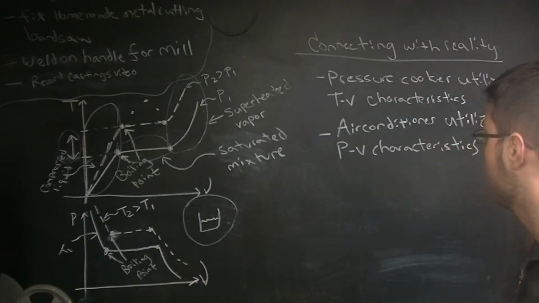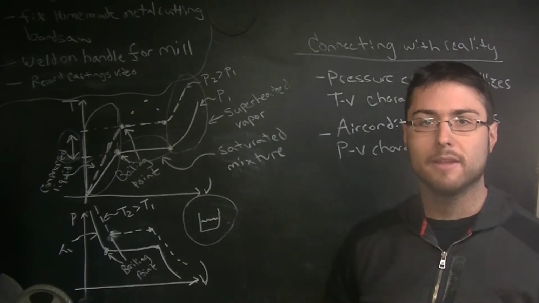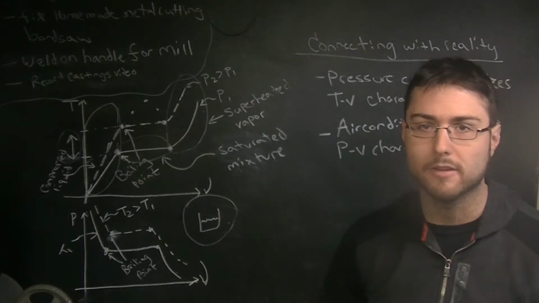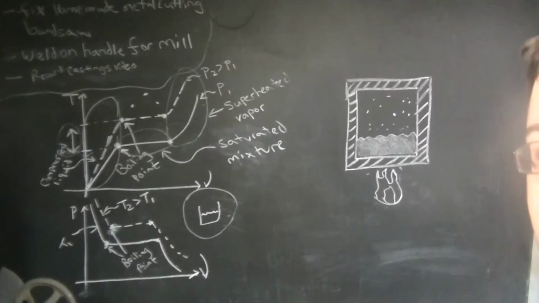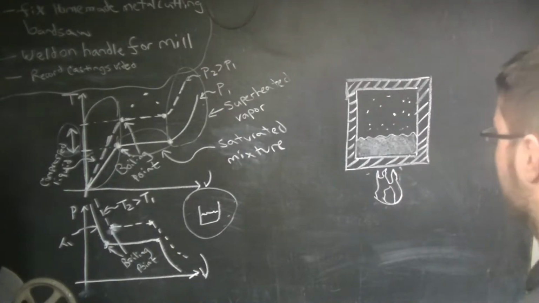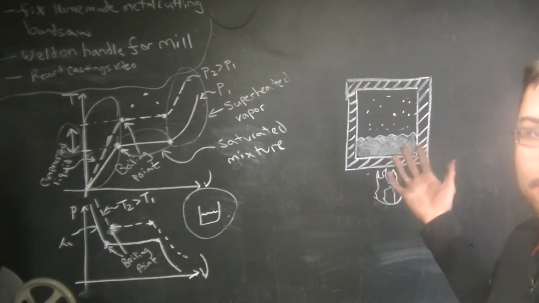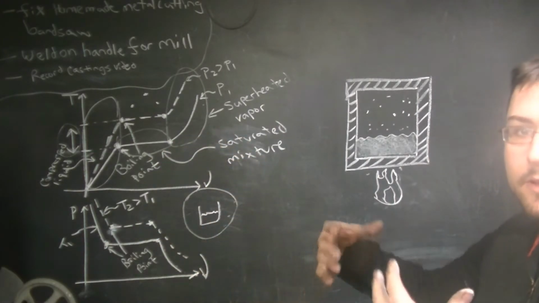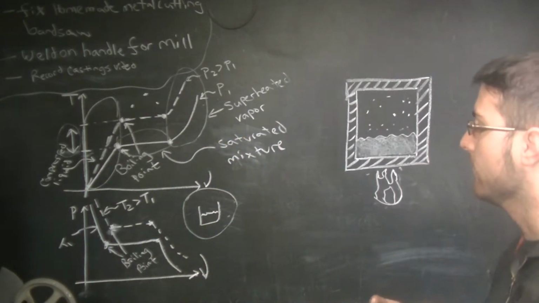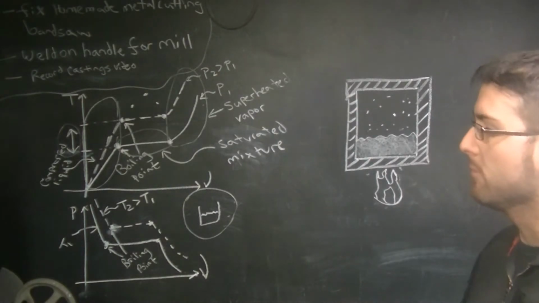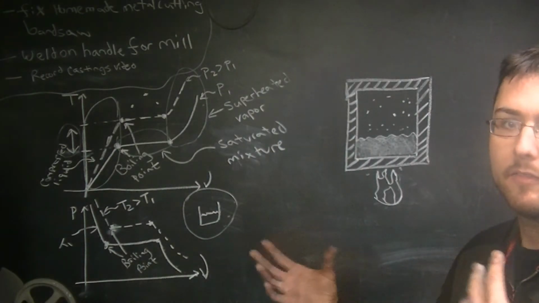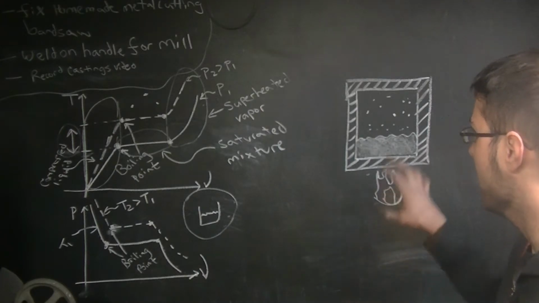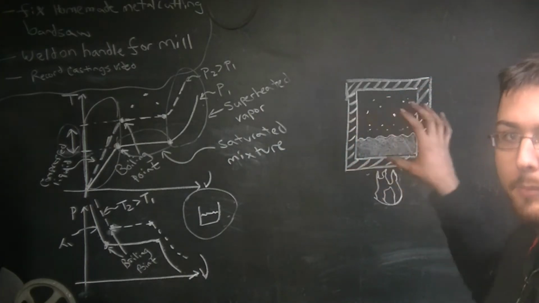So this is just connecting it with reality, making it make sense before we start talking about boilers specifically. So here we have essentially a boiler, right? In all these scenarios, it was an open system where we were keeping either pressure or temperature constant and varying the other one. So now we're going to have a closed system, a boiler, right?